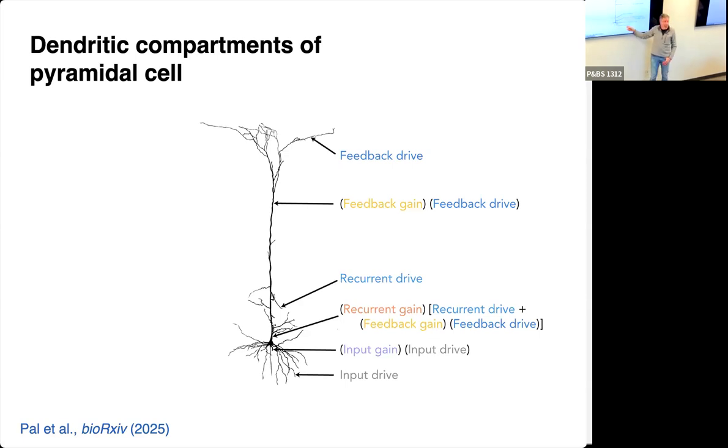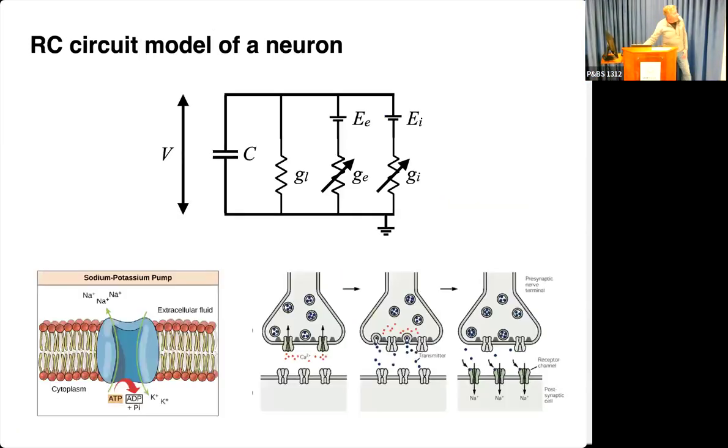I'm going to put the input drive there, and then I'm going to put these gain controls closer to the cell body. So we get input gain times input drive here, and then up here I'm going to get feedback drive times feedback gain, and the recurrent drive multiplied by the recurrent gain, and that's the formula that we need. And how do you actually do that with neurons?